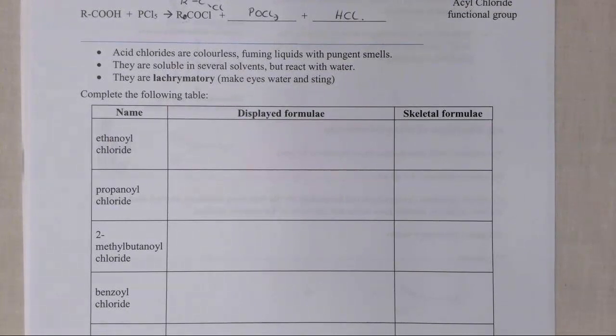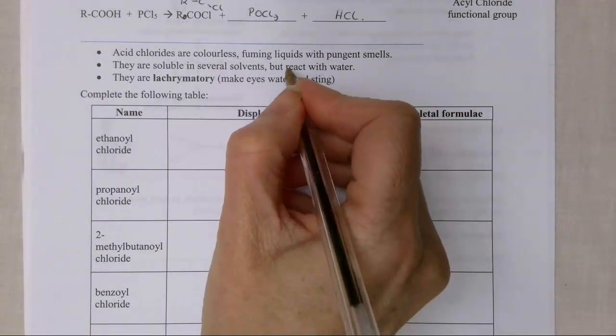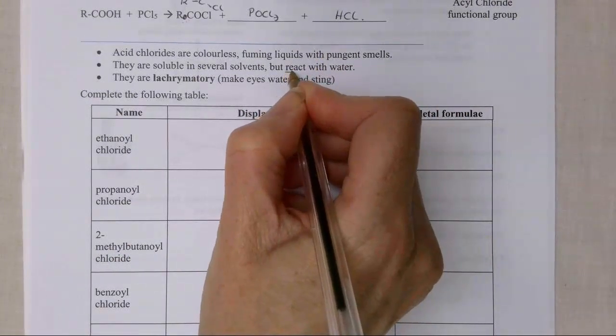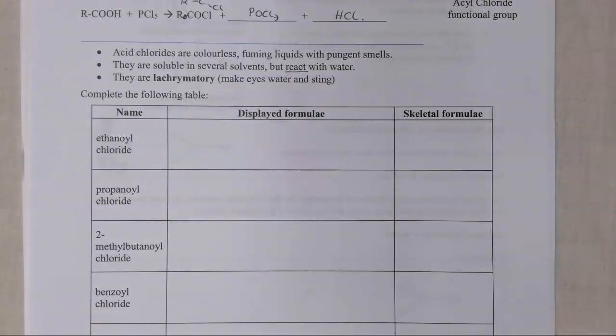These are colourless fuming liquids. They smell very strong. They're also soluble in different solvents. Be careful of this one. We can't dissolve them in water. The reason why we can't dissolve them in water is because they react with water. They're also what we call a lacrimator. In other words, they will make your eyes sting.